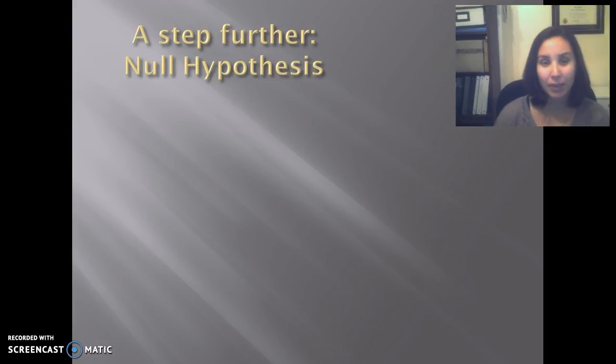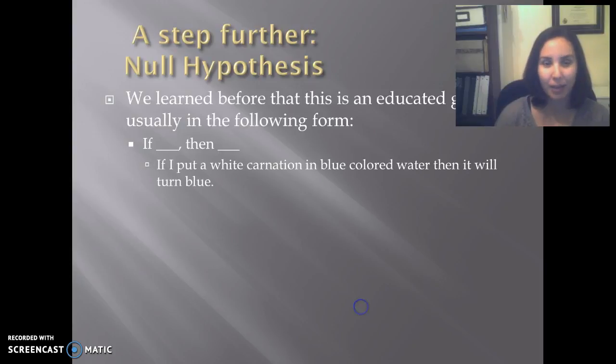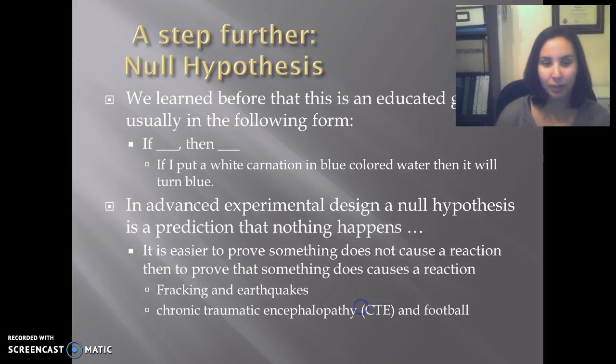So in this video, we want to take it a step further and talk about a null hypothesis. In about high school, you learn that a hypothesis is an if-then statement. So we came up with, if I put a white carnation in blue colored water, then it will turn blue. In advanced experimental design, your null hypothesis is actually easier because you're saying nothing happens. The reason why we have a null hypothesis is it's easier to prove that something does not cause a reaction than to prove that something does cause a reaction.